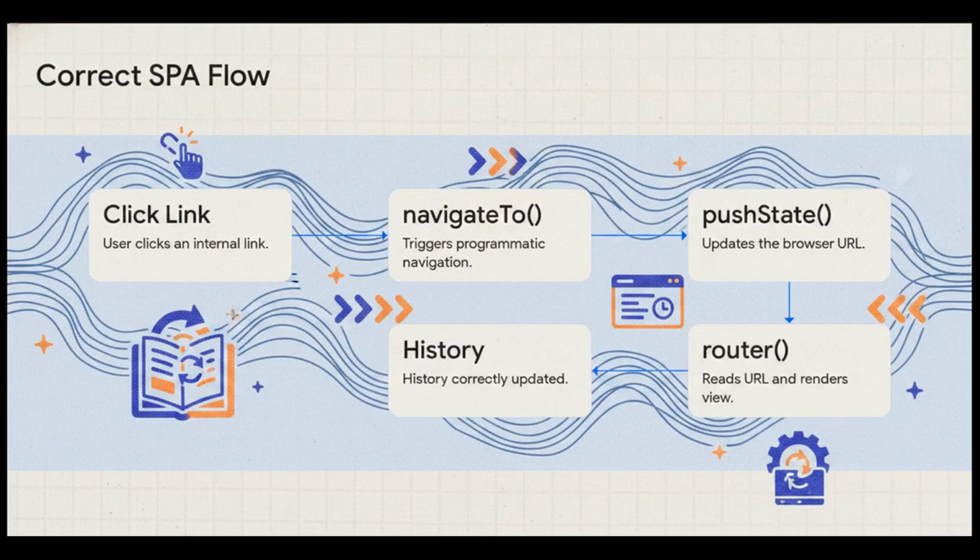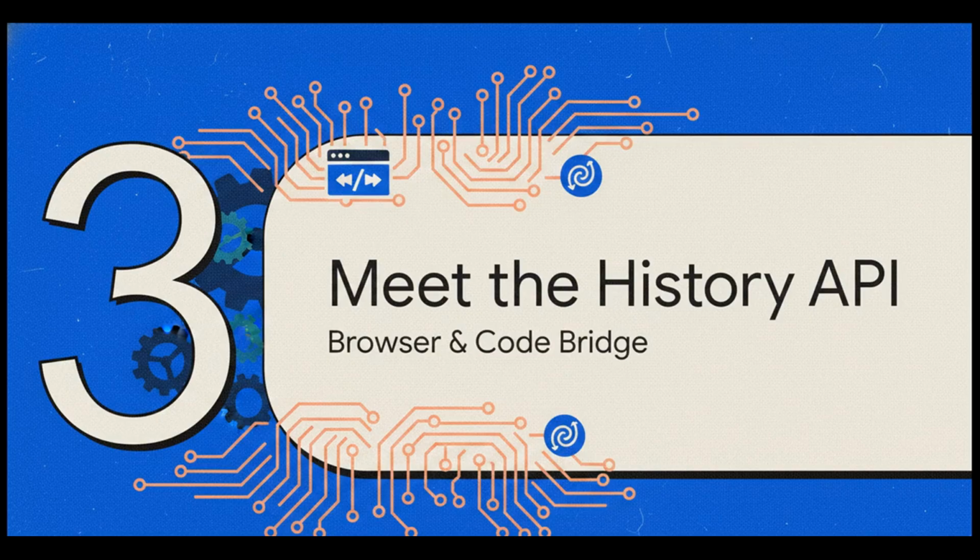So, to fix this, we have to wire up a brand new lifecycle. It looks like this. First, the user clicks a link. Then, our custom code triggers a programmatic navigation function. Now here's the magic. We use the history API to natively update the URL without triggering a reload. Next, our router reads that shiny new URL and renders the correct view to match it. And finally, the browser's history is accurately updated. This whole process restores that fluid flow where the URL and what the user actually sees are kept perfectly in sync. Which brings us nicely to section 3.